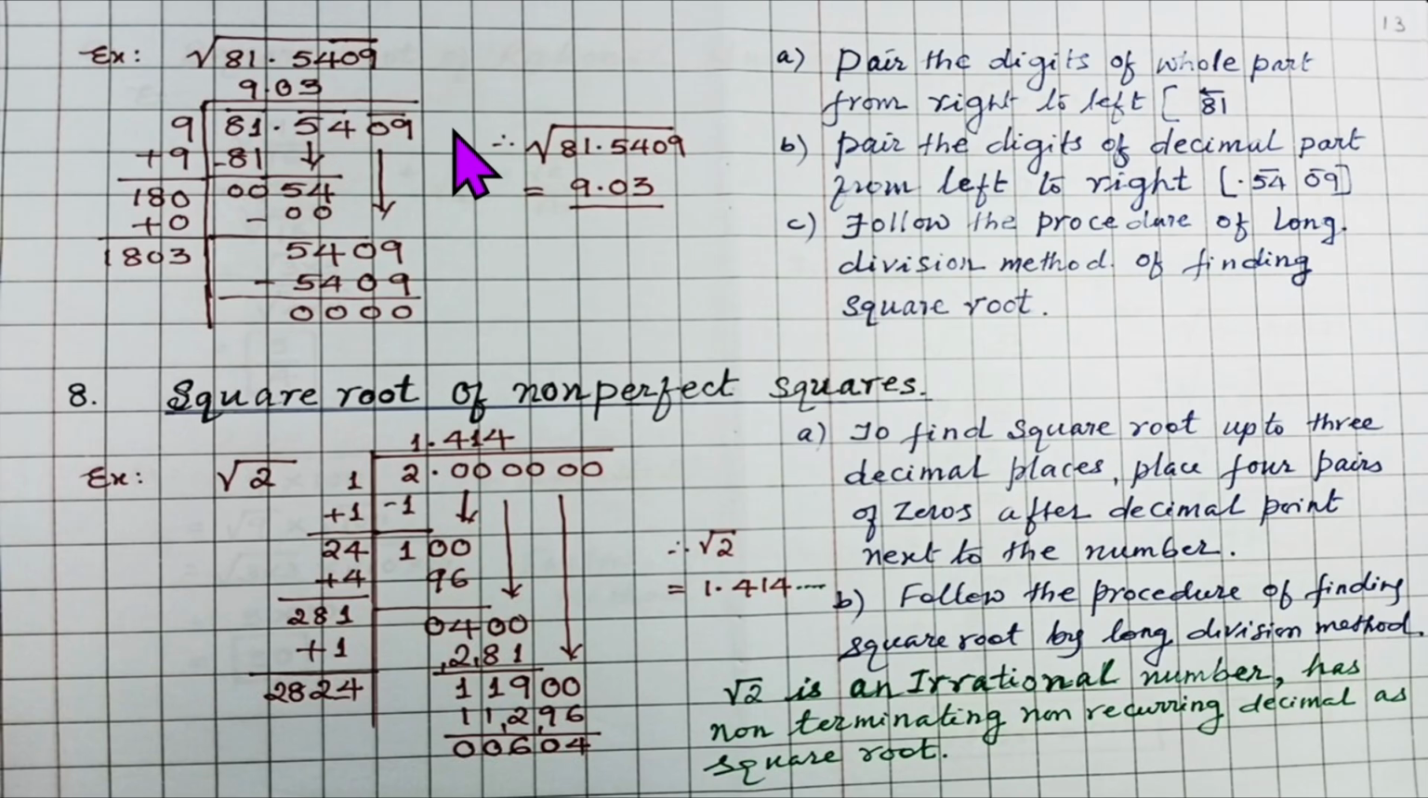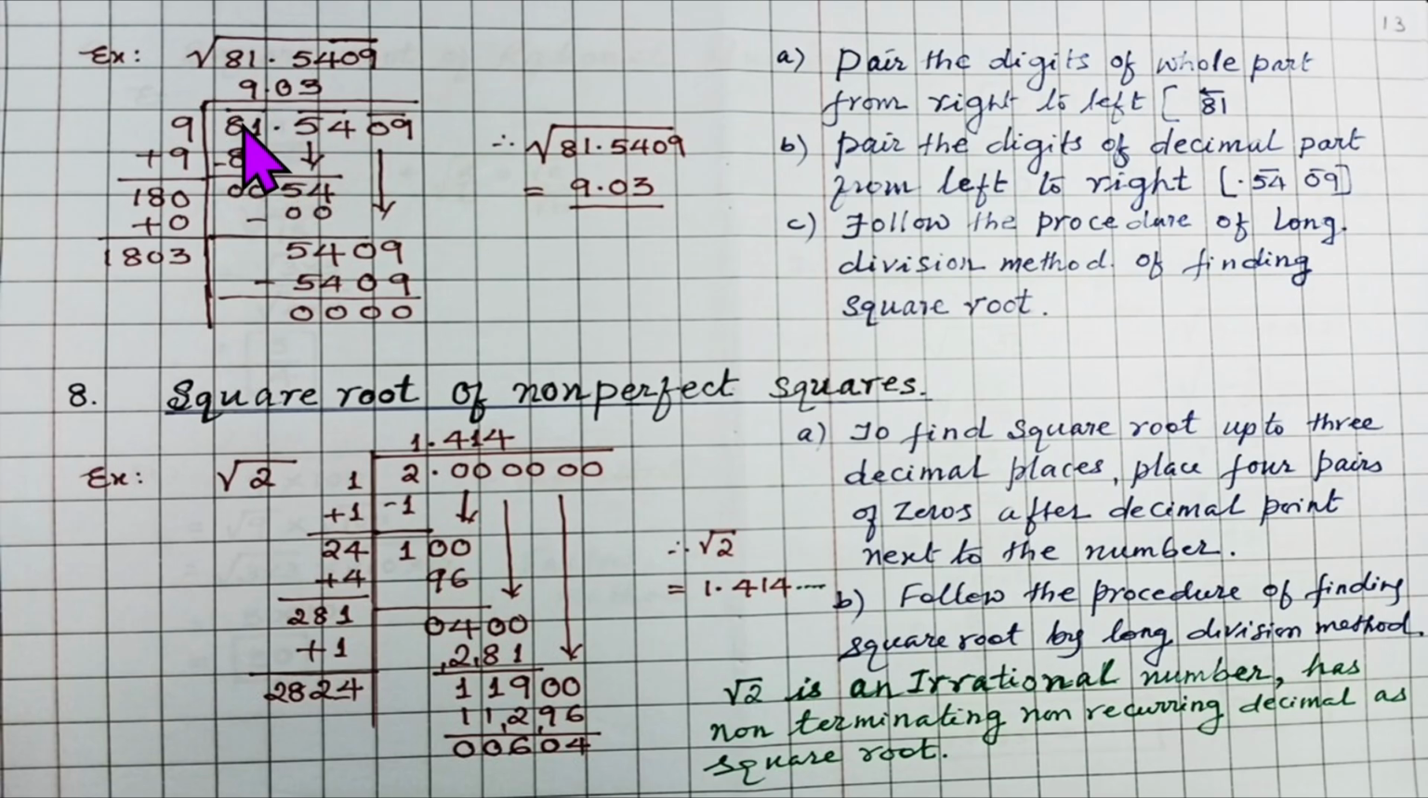Now coming to the next example, if you want to find out the square root of a decimal number of the form 81.5409, in this case what you have to do is pair the digits for the whole part from right to left and for the decimal part from left to right. So I have paired here, this is 81 and for this, 54 is the first pair and 09 is the second pair, and the procedure remains the same.